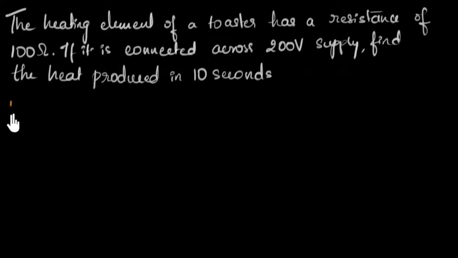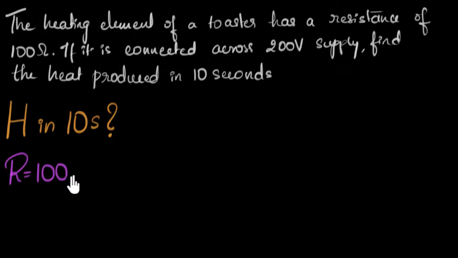So let's write that down. H for heat. We need to calculate the heat produced in 10 seconds. This is what we want to calculate. And what's given to us, that's always the next step for me. What's given to us are, let's see, the heating element of a toaster has a resistance of 100 ohms. So we are given the resistance of the element, 100 ohms. And we're also given it is connected across a 200 volt supply, which means voltage is given to us. So V is 200 volts.